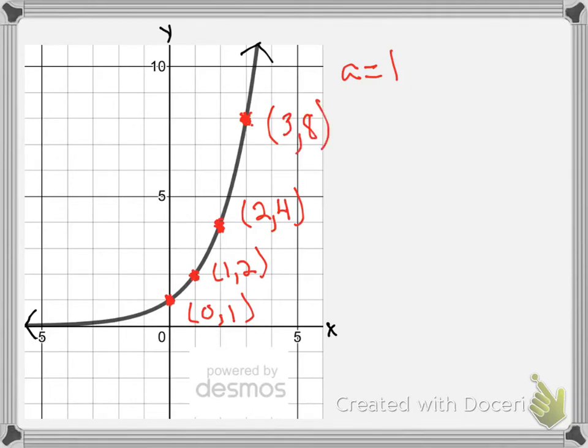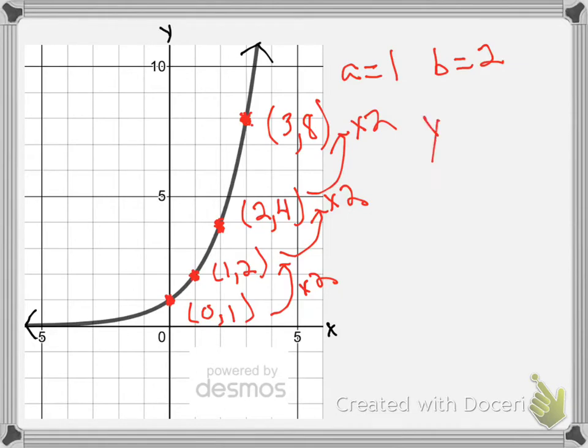Notice the x values are changing by 1, okay? What are the y values changing by? In an exponential function, they're changing by multiplication. So you've got to think, 1 times what is 2? Well, 1 times 2. 2 times what is 4? Times 2. 4 times what is 8? Times 2. So the y values are being multiplied by 2 each time. That means that your b value has to equal 2. So your equation for this graph is y equals 1 times 2 to the x power.